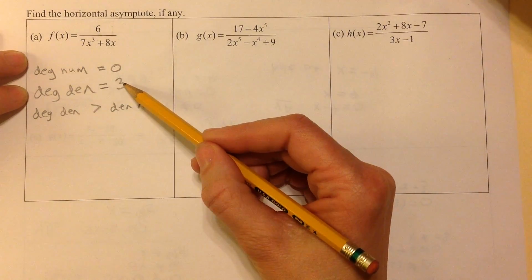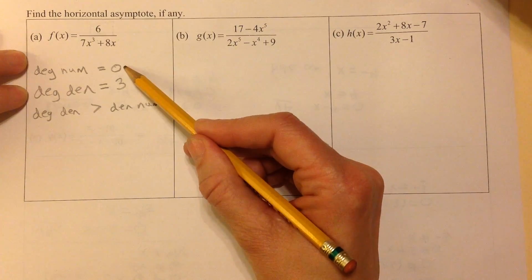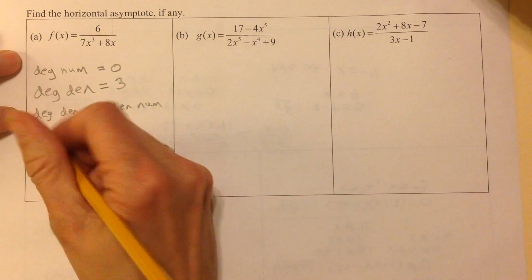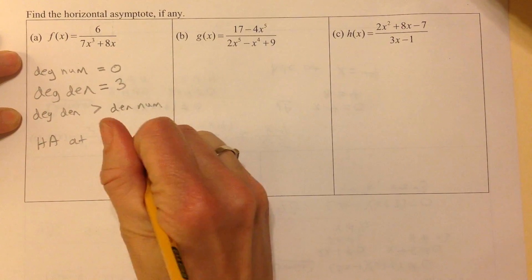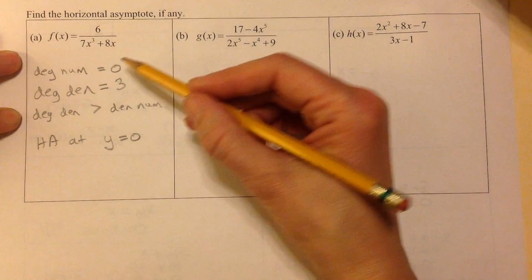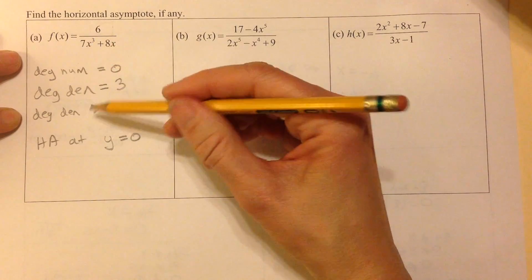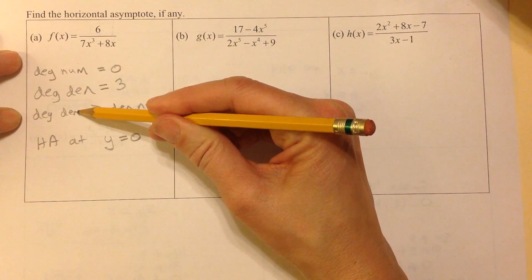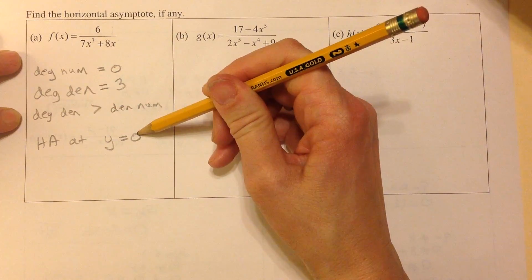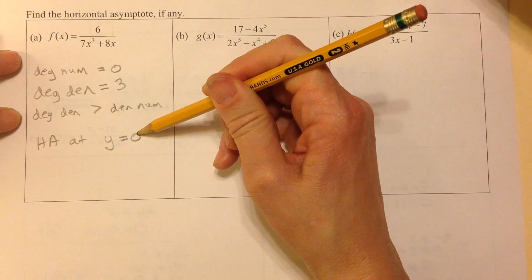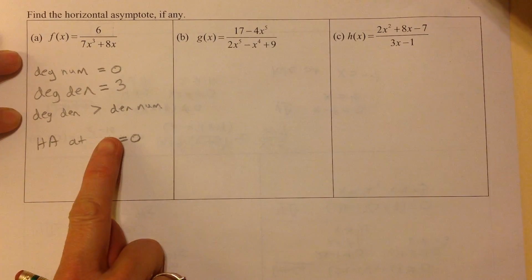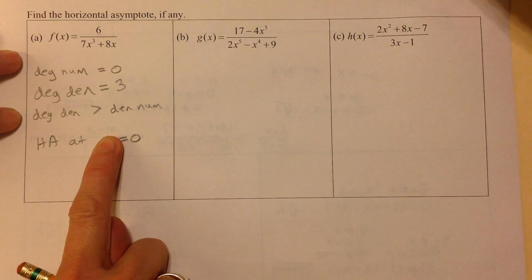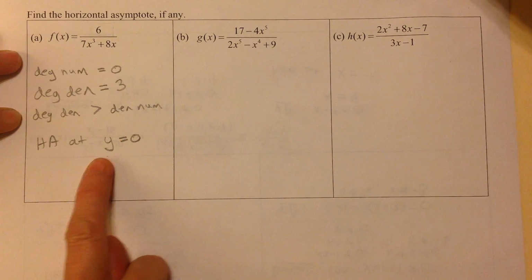When the degree of the denominator is larger than the degree of the numerator, you always have a horizontal asymptote at y equals 0. Doesn't matter what these numbers are, as long as the denominator degree is larger, the horizontal asymptote is y equals 0, which is the same thing as the x-axis. Make sure you include the y equal. The horizontal asymptote is not a number, it's a line, a horizontal line at y equals 0.